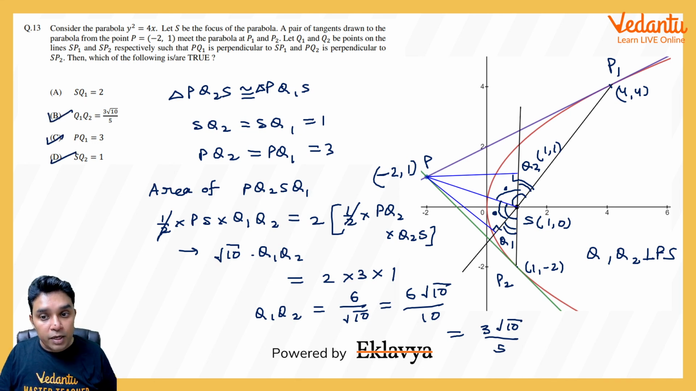So this property would have been the motive behind this question, and why they have given SQ1, SQ2, and they have deliberately given you P1, P2, and they have asked you SQ2 and PQ1, because normally that's a tendency, we take P1 here and P2 here. If someone would have taken it opposite, it was very easy question.